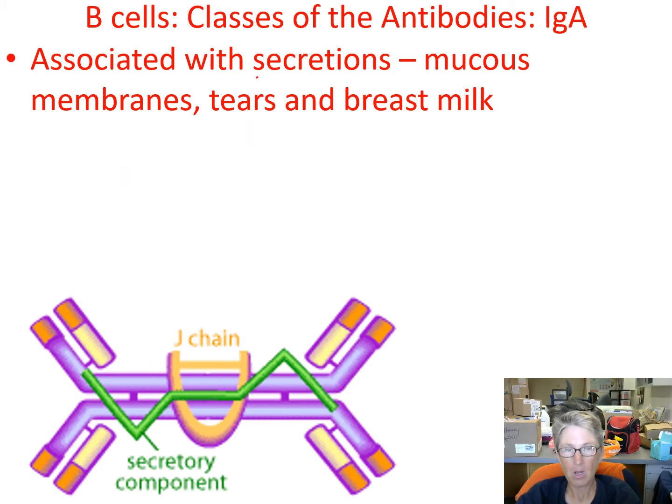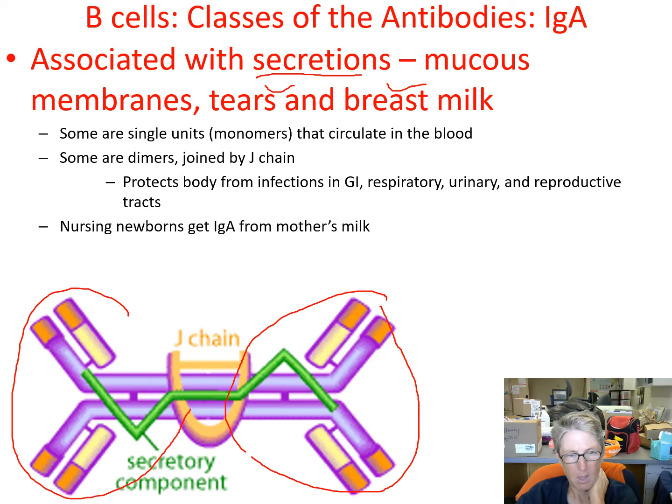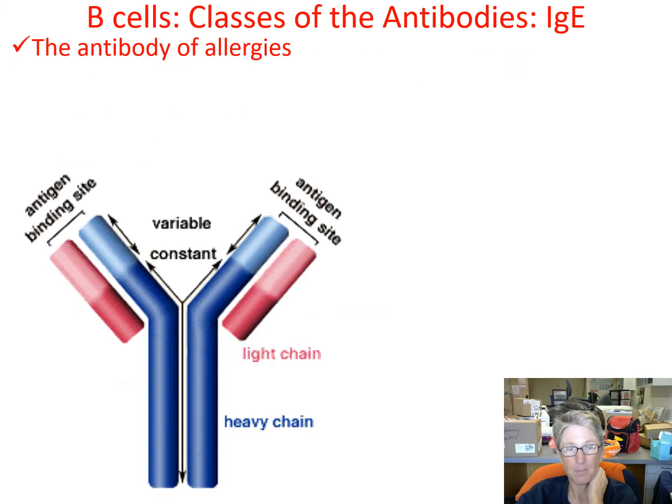IgA is associated with your secretions. Secretions by your mucous membranes, saliva, tears, and breast milk all have IgA. And this is a cartoon of it. Some IgAs are single units, but some are dimers, like this one, joined by a J chain. Here would be a single IgA, here's another single IgA, and then they're joined here in the middle by this J chain. And because it comes in breast milk, nursing newborns get IgA from mother's milk.